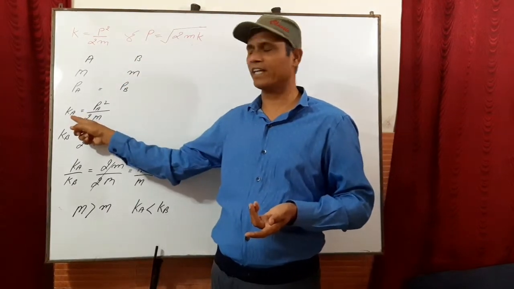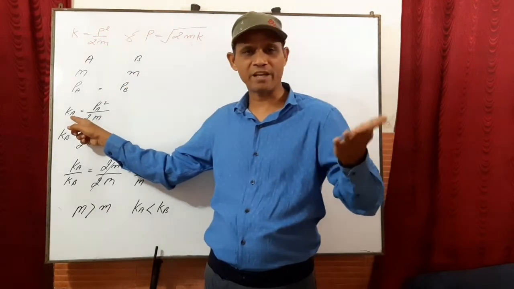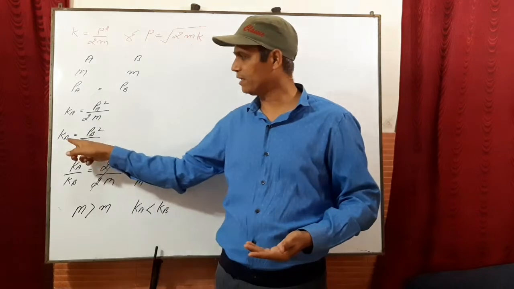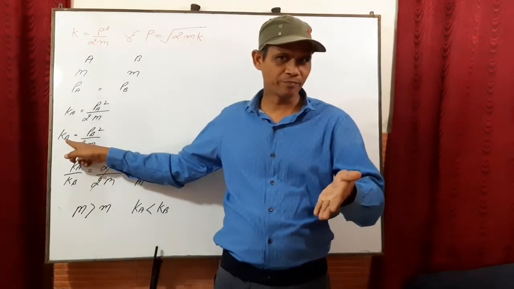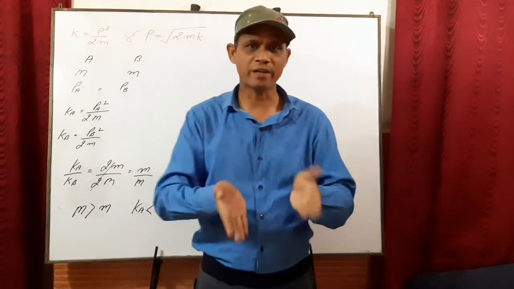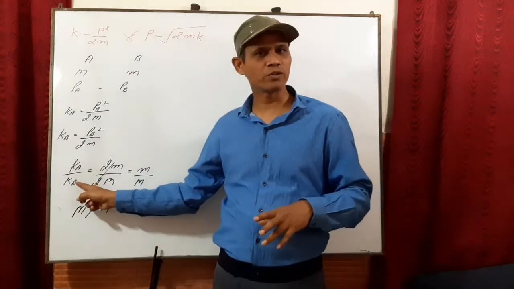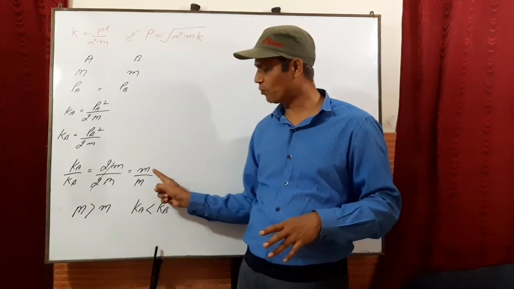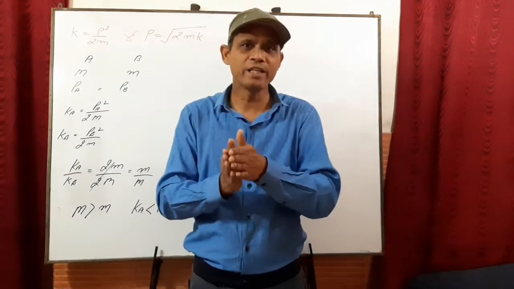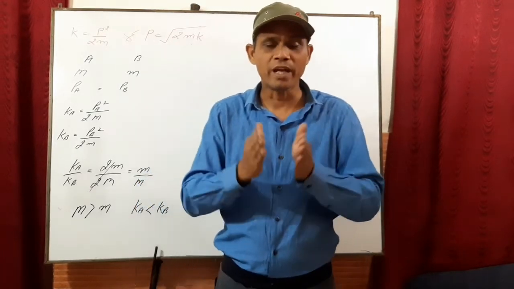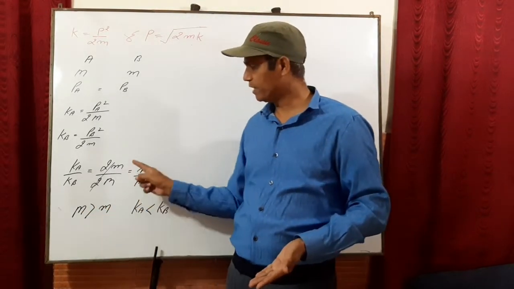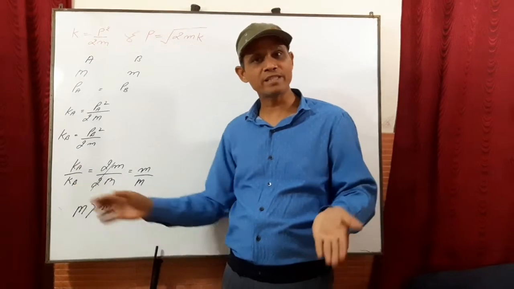So you will have Ka, that means kinetic energy of A, the heavier body, is Pa square upon 2 capital M. Similarly, kinetic energy of the lighter body is Pb square upon 2 small m. If I divide these two, Ka upon Kb, I will get small m upon capital M. And you know small m is the mass of the lighter body, capital M is the mass of the heavier body. So capital M is greater than small m, which means the ratio of Ka and Kb is less than 1.